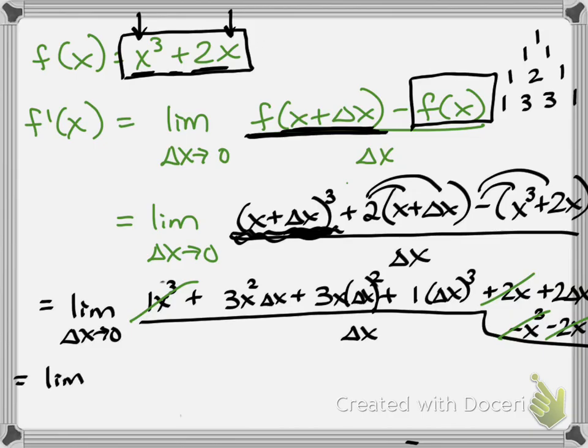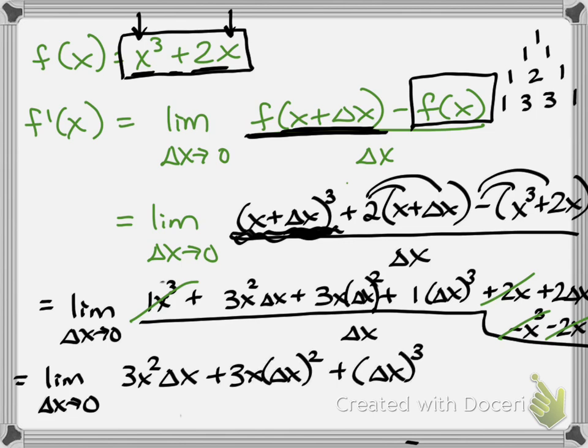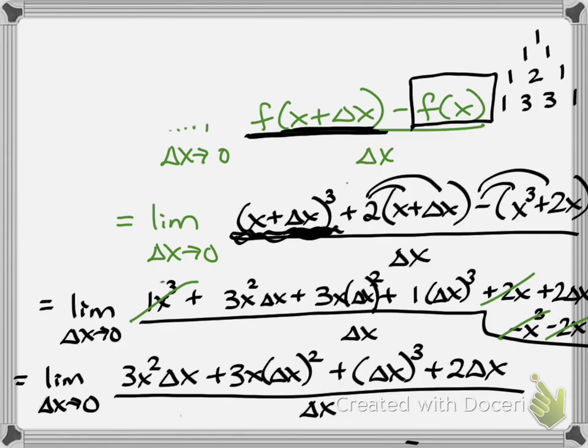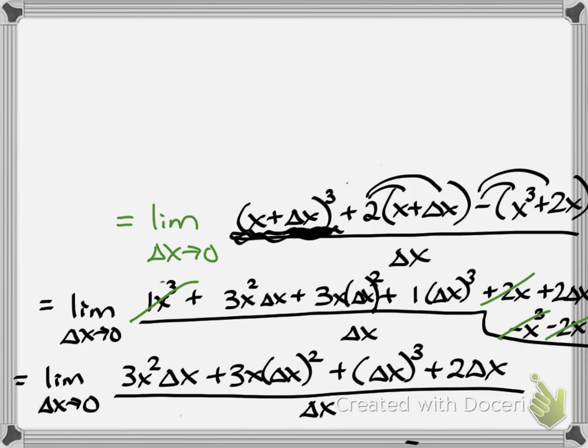So we got the limit as delta x approaches 0 of 3x squared delta x plus 3x delta x squared plus delta x to the third plus 2 delta x all over delta x. And aren't we just so very happy that every term has a delta x in it? So we are able to factor a delta x out of everybody. I'm just going to mark through these powers.